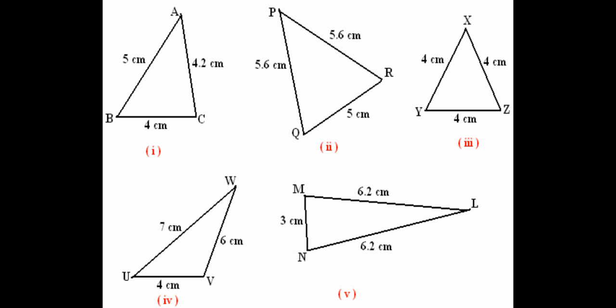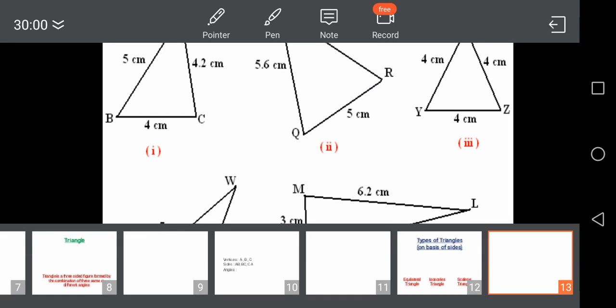Here you can observe, and can you tell me which are which? The first one is a scalene triangle because all the three sides are different. And in the second one, the two sides, PQ and PR, are the same. So this is the scalene triangle.